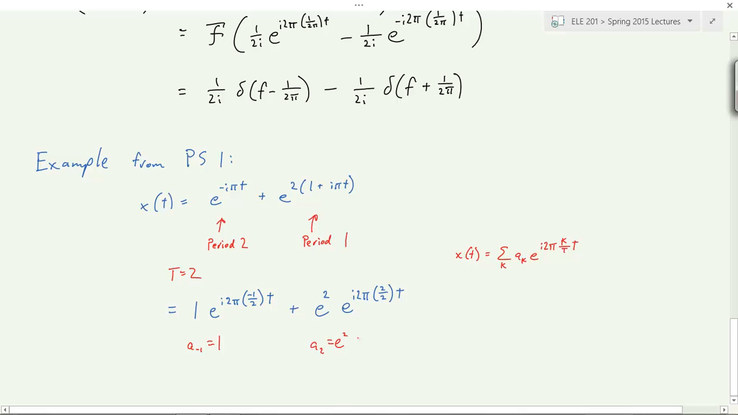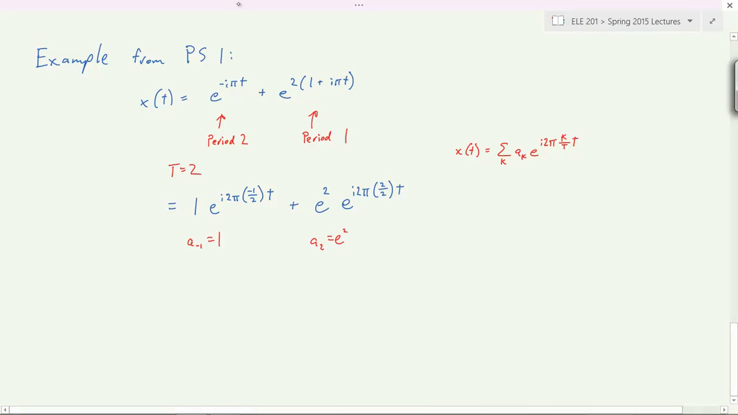So that's one way to have done the Fourier series. Now, notice that this could be represented with the Fourier transform as well. That's the point of what we've just been talking about.